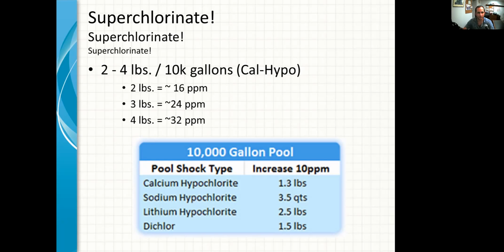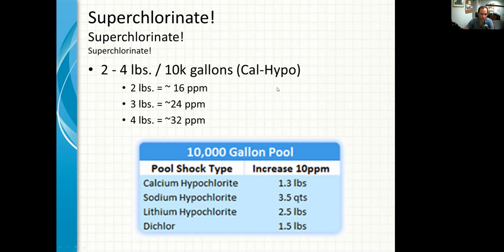So when you superchlorinate, you want to add a high level of chlorine. Basically, if you add 2 pounds per 10,000 gallons, you'll end up with 16 ppm. If you can double that up to 4 pounds, you'll end up with 32 ppm. So just to give you an idea, the normal chlorine level in your pool should be between 1 and 4, at least 1. So when you superchlorinate, you're going at least 10 times higher than the normal level that's in your pool.